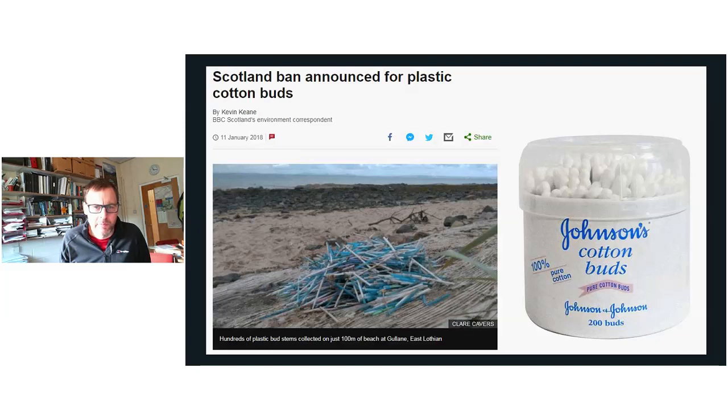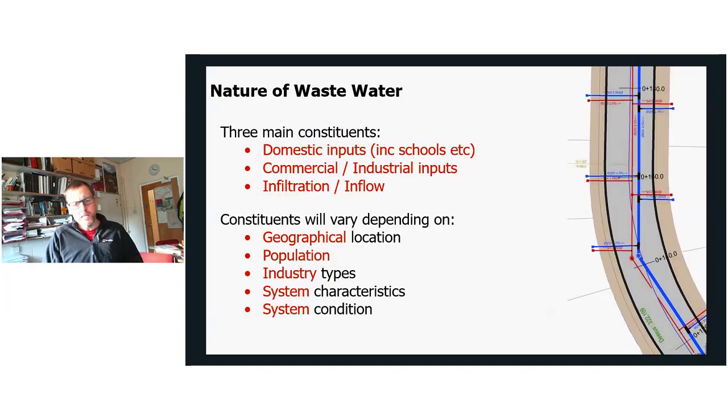Okay, on to Class 2B. So in the last class we spoke about the difference between combined and separate systems, and we also spoke about the CSOs. Now in this class what we want to do is talk about foul inputs to systems, and in the next class 3A and 3B we'll talk about rainwater inputs to systems.